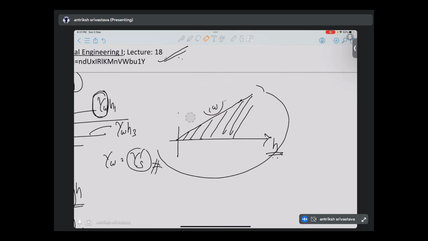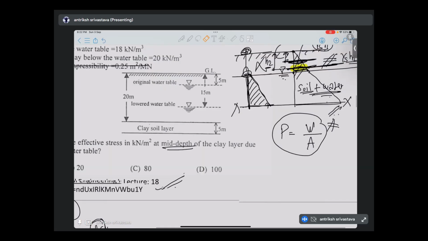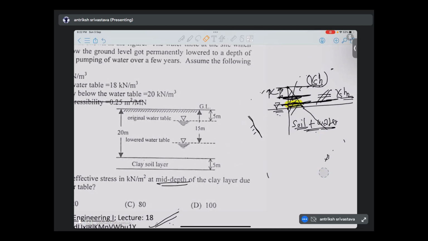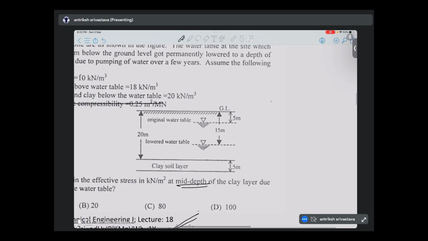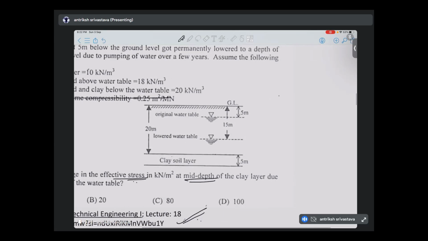So now what we should do is go to the question. Maybe I will do it here only because there are so many variables, so it will take a lot of time to just copy paste them or draw them again. So the question is, what is going to be the increase in the effective stress when the water table is lowered from here to here? So what is effective stress?